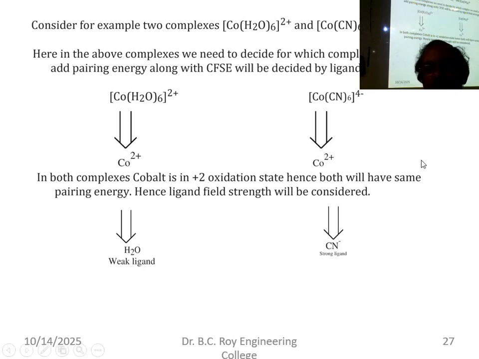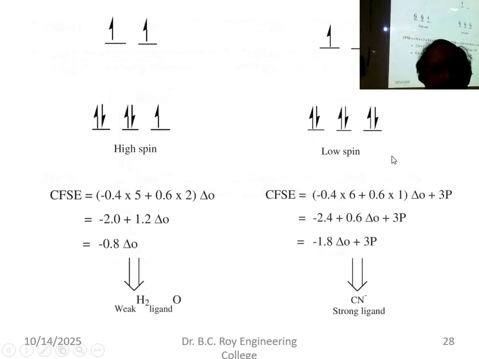This is weak field and this is strong field. Strong ligand, weak ligand. For this it is H2O. So this is high spin. Here pairing energy is not considered. Why? And here pairing energy is considered. Why? The reason is, for a weak field ligand like water.